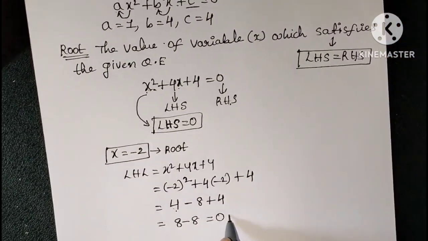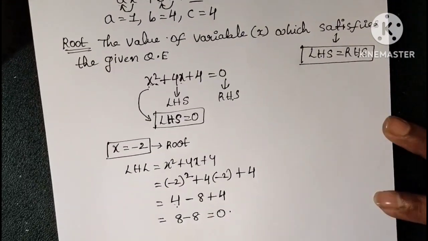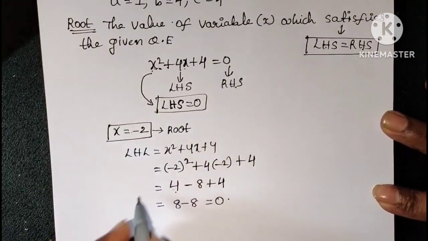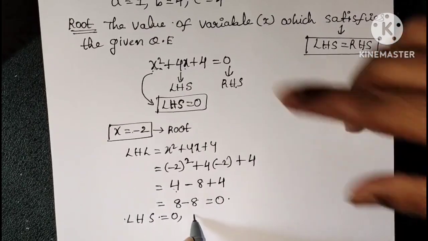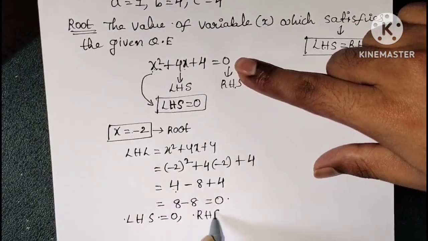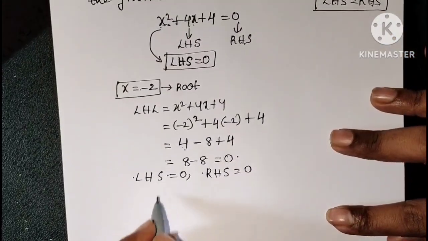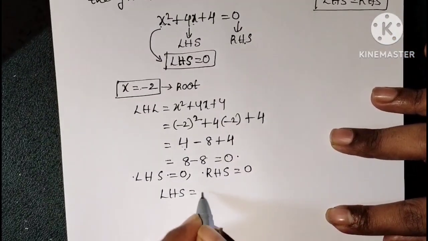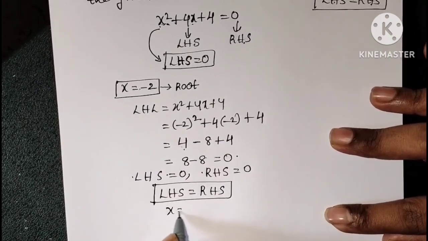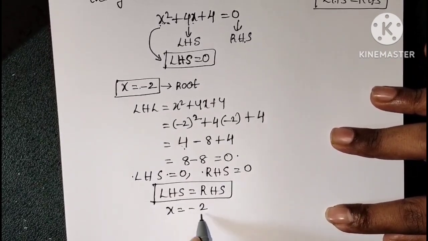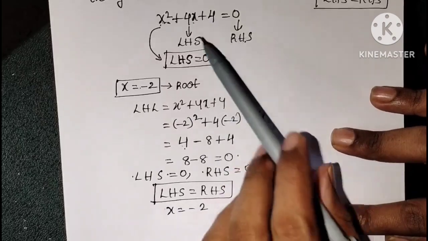Now, what is our observation? Here the left hand side value is equal to 0 and the right hand side is already equal to 0. So here LHS equals RHS. So x is equal to minus 2 satisfies the given quadratic equation.